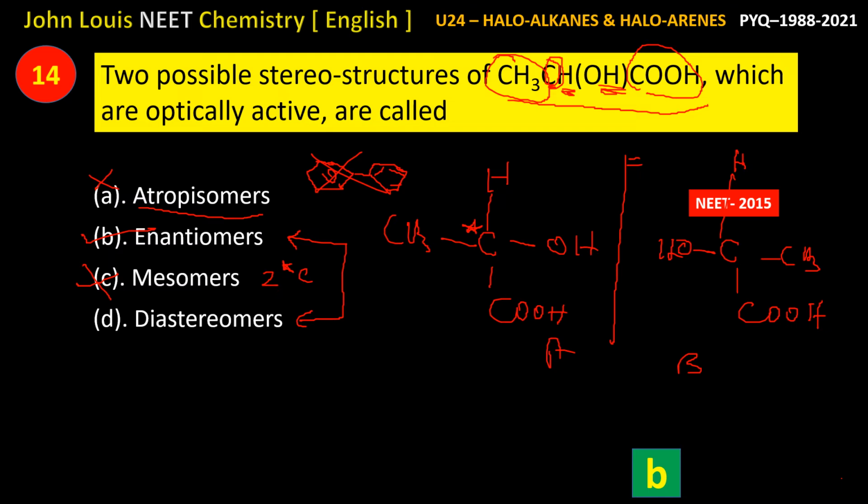But in enantiomers, both isomers should be mirror images of each other, whereas in diastereomers, they are not mirror images of each other. But here they are mirror images of each other. Therefore, the answer is enantiomers. Option B is the correct one. Hope you understood this very clearly.